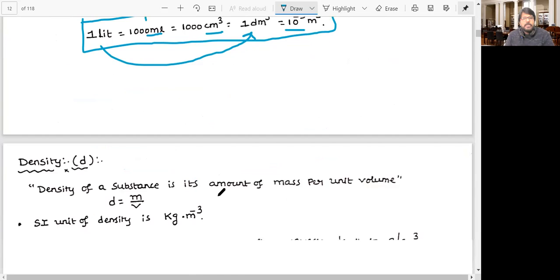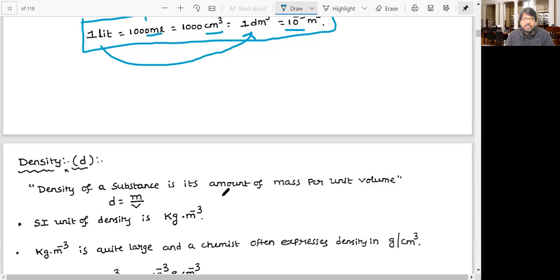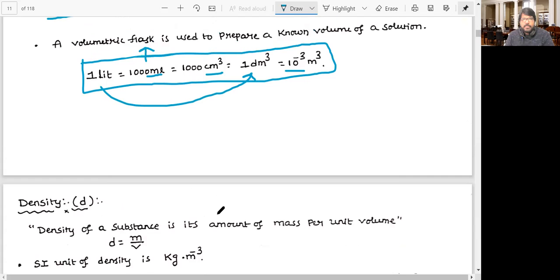And one more important property we have, another physical quantity, that is density. Density of a substance is its amount of mass per unit volume. Definitions are important. Mass per unit volume. For example, same example, let me take 10 grams of sugar I have taken.